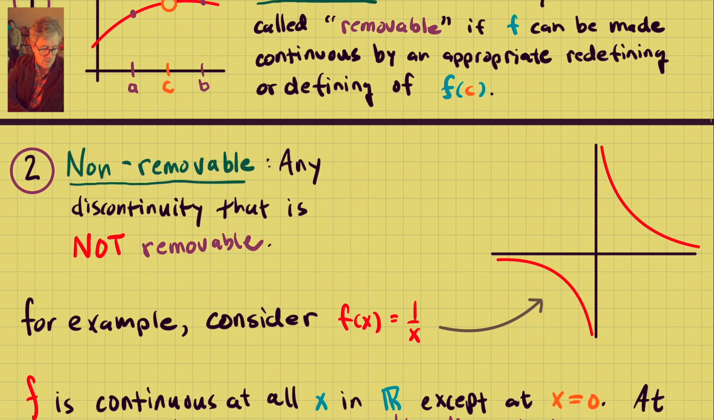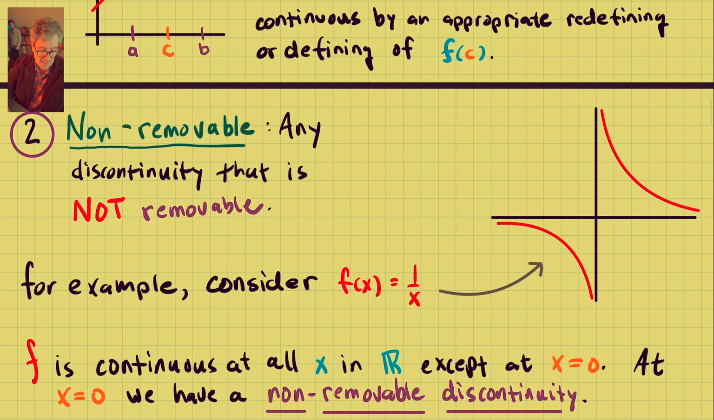Contrast that with the idea of a non-removable discontinuity. A non-removable discontinuity is any discontinuity that is not removable. Now, what does that look like in practice? Well, for example, consider the function f of x equals 1 over x. This is asymptotic. The function heads to positive infinity as we approach from the right. It goes to negative infinity as we approach from the left. In order to correct this discontinuity, we would have to deal somehow with this entire range, which is obviously not going to happen by changing a single point.